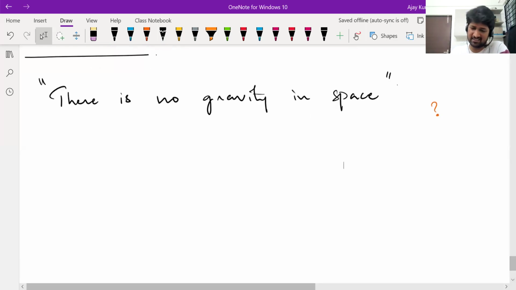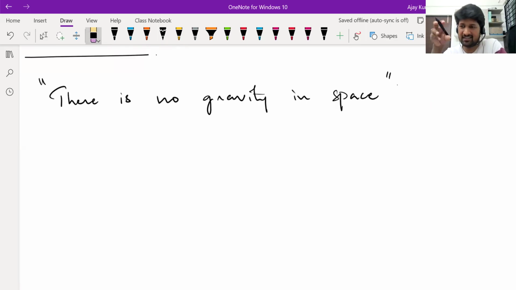Fine, that is an interesting explanation. She is saying that maybe the International Space Station is exactly at the neutral point between Earth and Moon. If it is exactly at the neutral point, then Earth's gravity, Moon's gravity cancel.